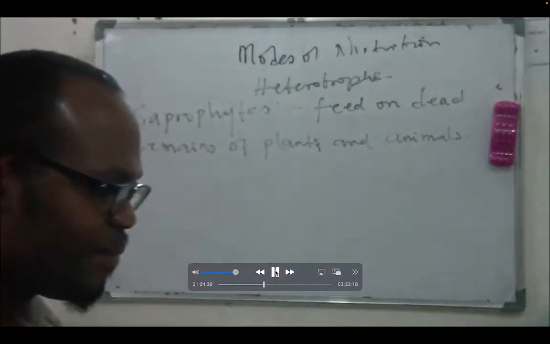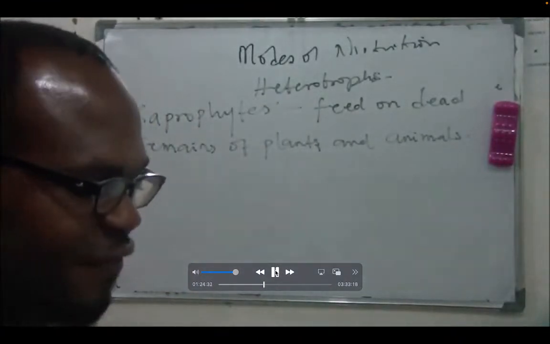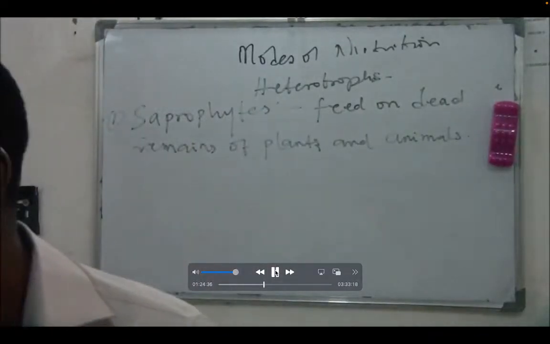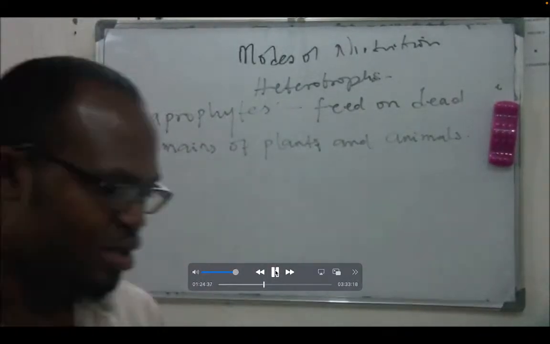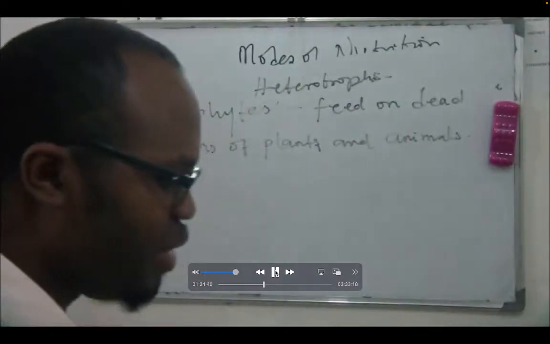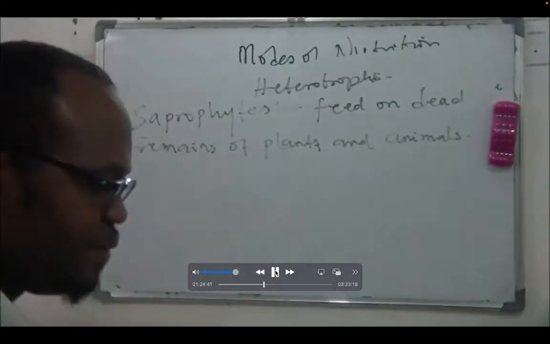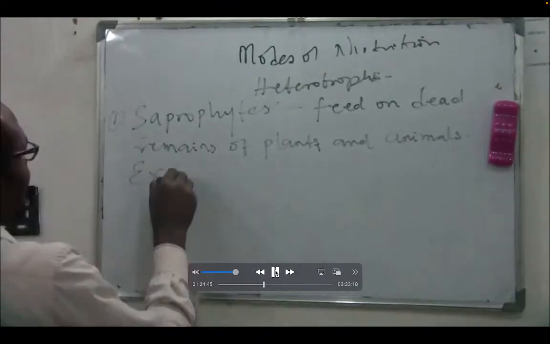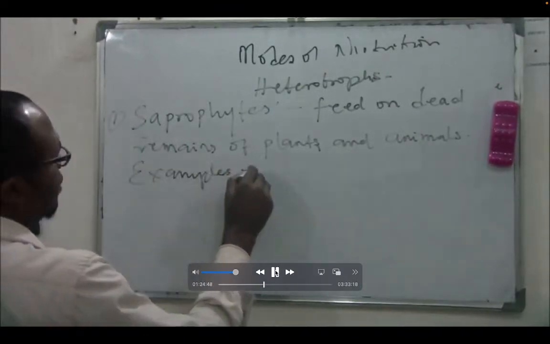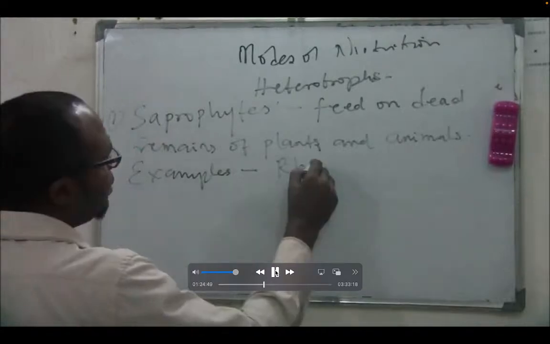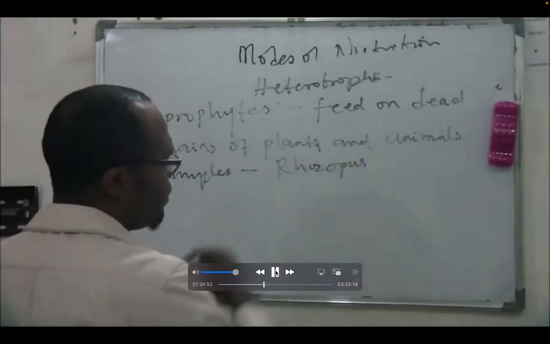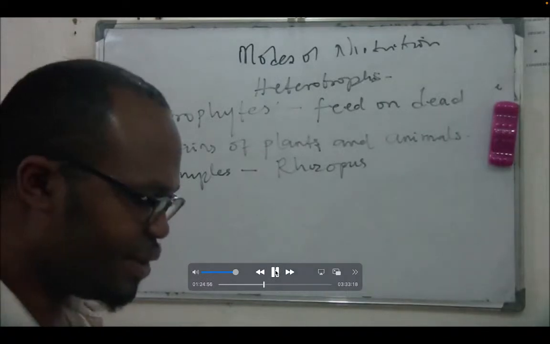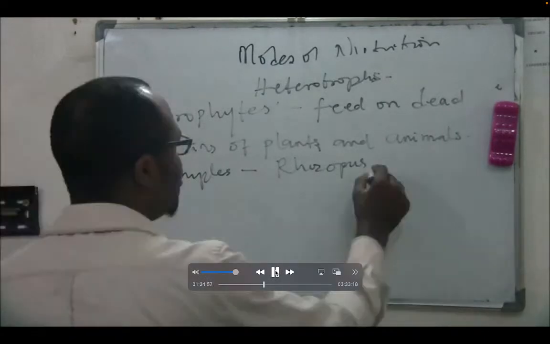And what are they? They are organisms that feed on dead remains of plants and animals. You understand? They feed on dead and decaying organisms. Example is Rhizopus. Examples of saprophytes are Rhizopus, that's a very good example. Another one is Mucor.